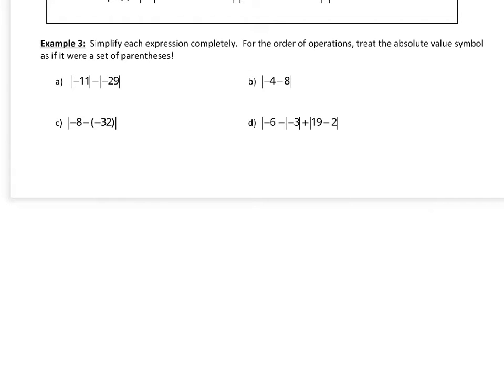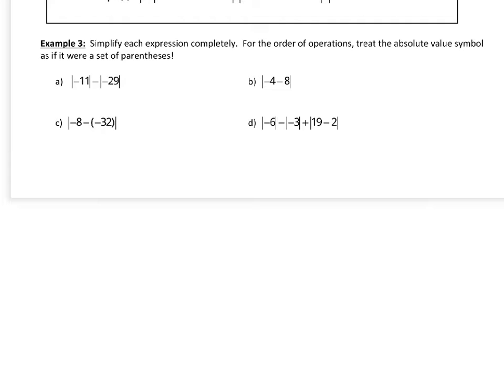Example 3 asks us to simplify each absolute value expression completely. And notice we're going to have to deal with the order of operations again. And what you need to do is treat that absolute value symbol as if it were parentheses, meaning do them first, right? Because in the order of operations, we always are going to take care of the parentheses first. So let's just start in no particular order with letter D. If I'm looking at letter D, I want to do what's inside the parentheses first. Well, unlike parentheses, however, remember absolute value turns numbers inside of them positive.